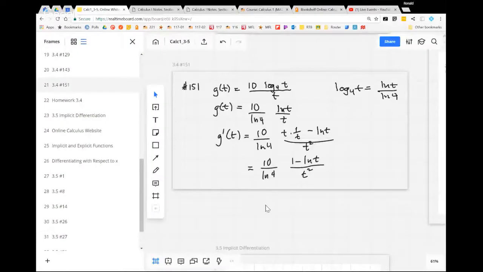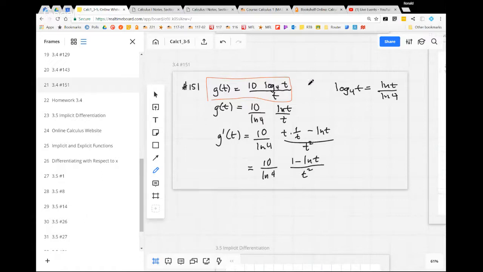So anyway, on lesson 3.4, we talked about number 151, and we got to the same answer, but I want to show you a correct way to do this. So the function was for us to take a look at this. This is the function, and what we were supposed to do is determine the derivative.